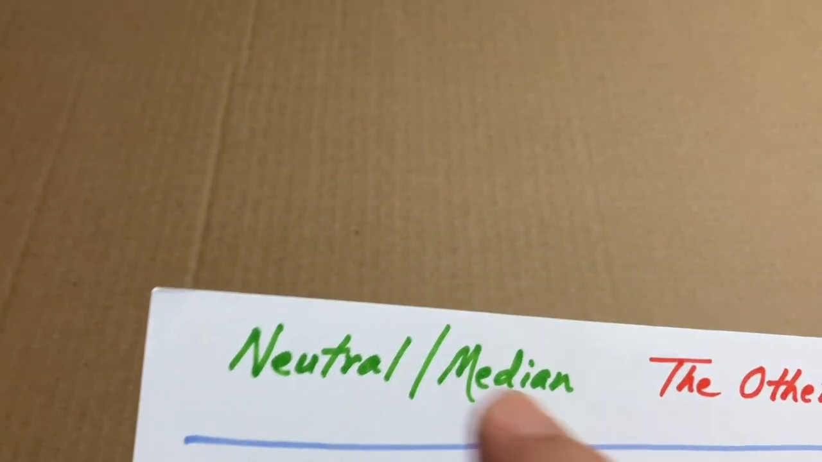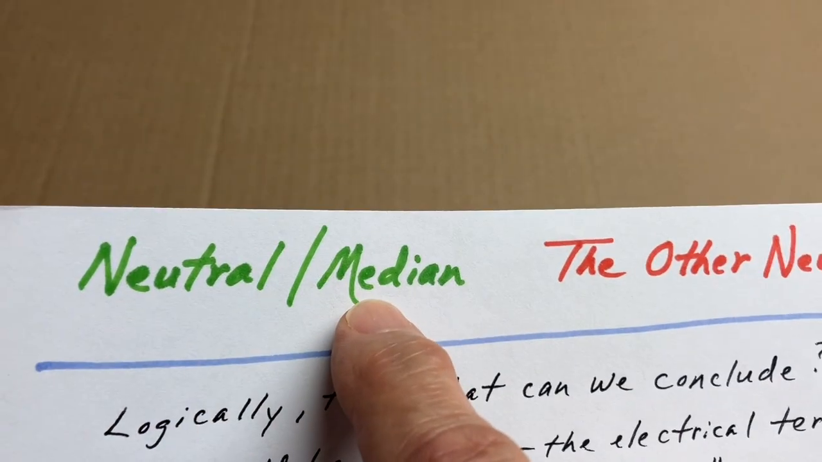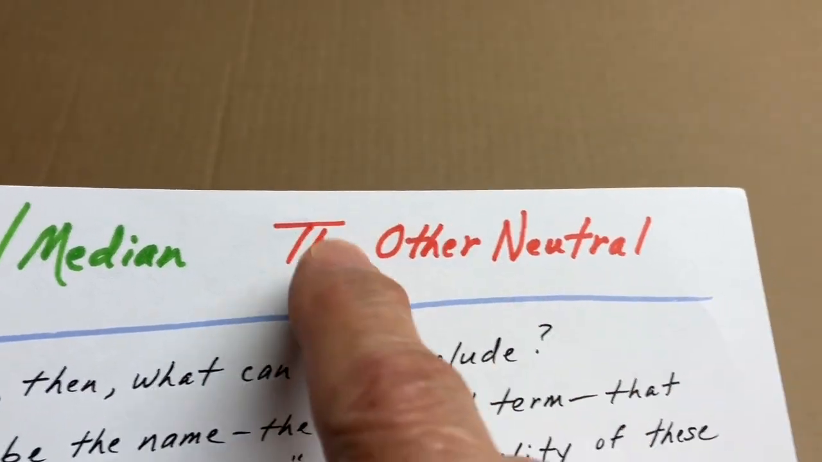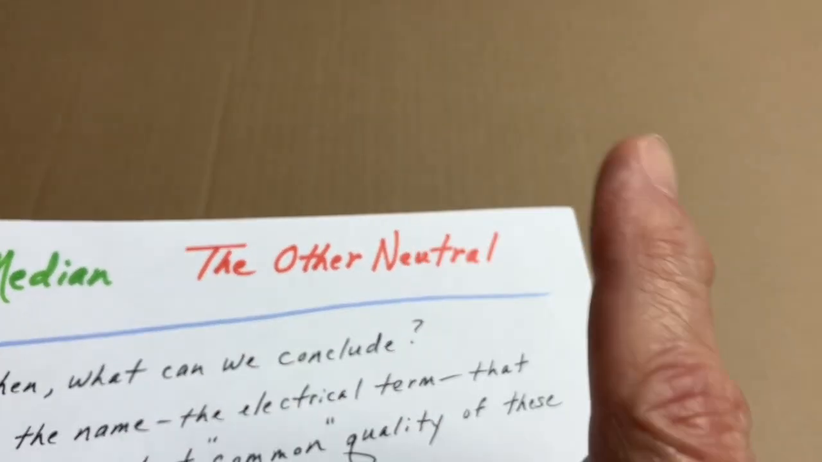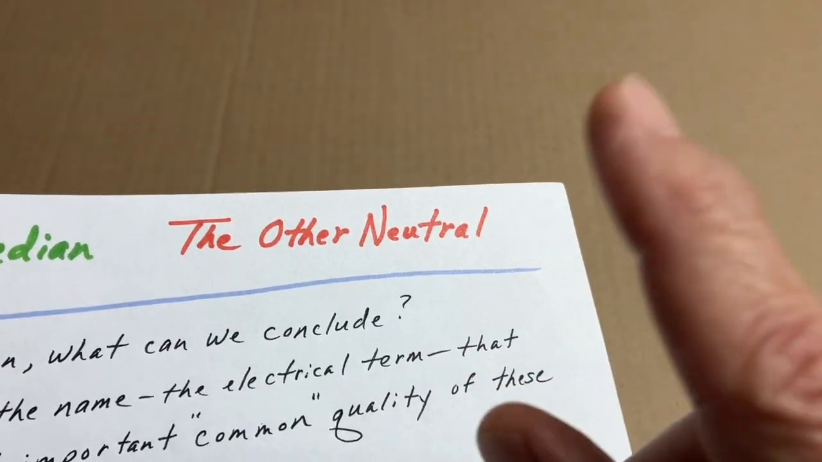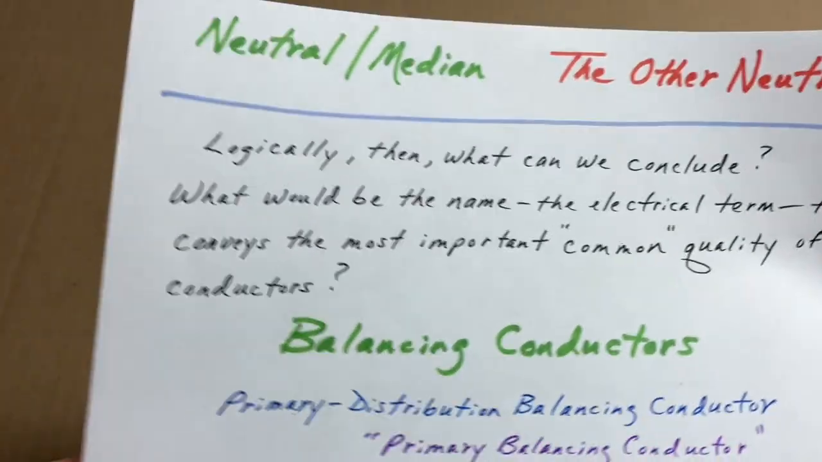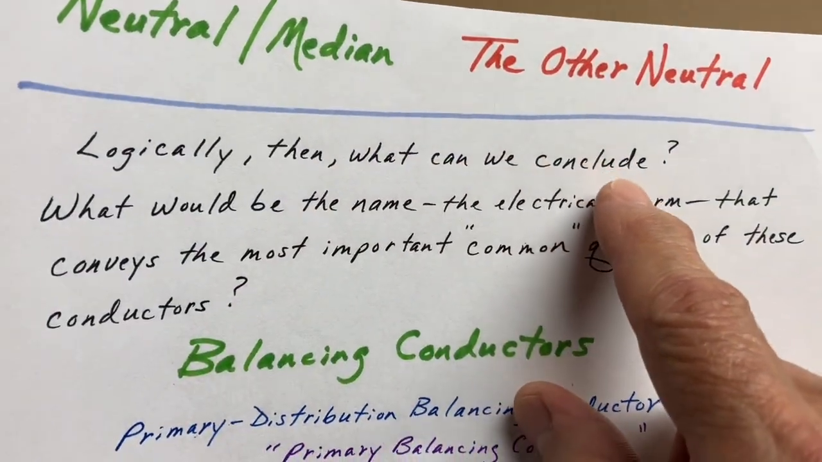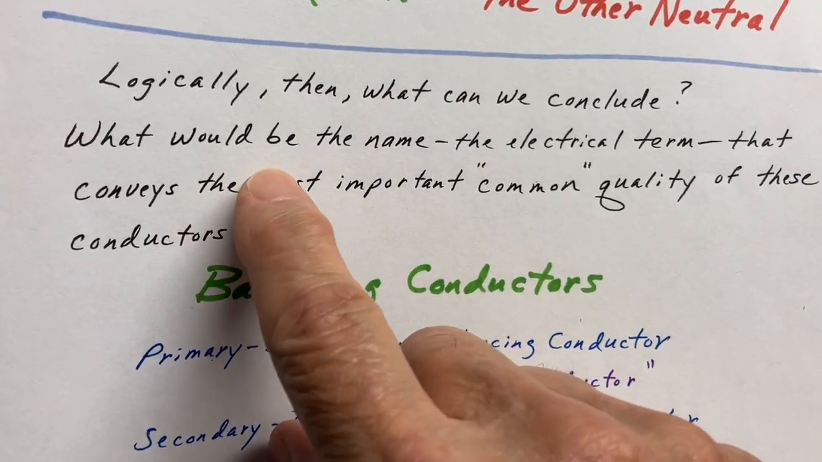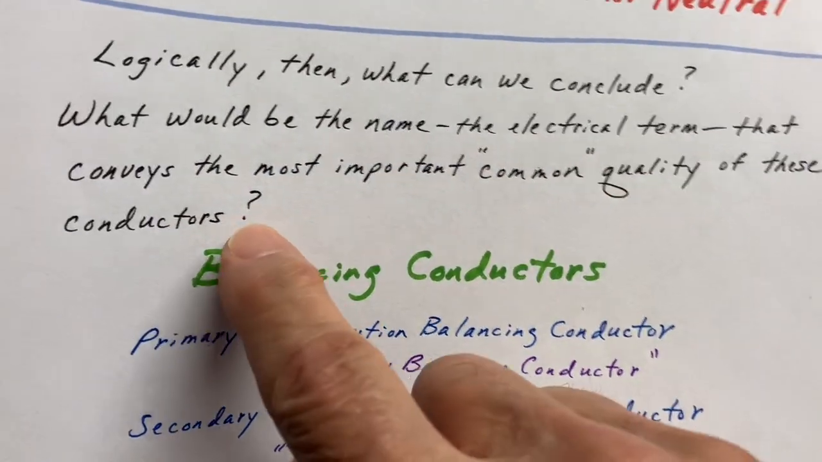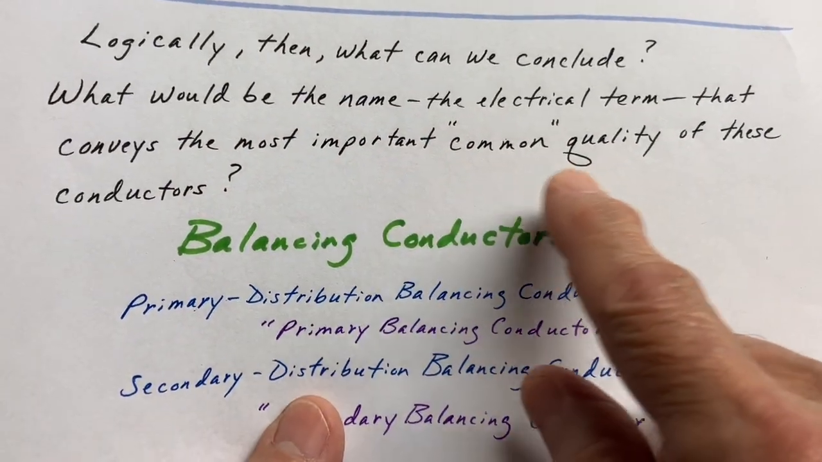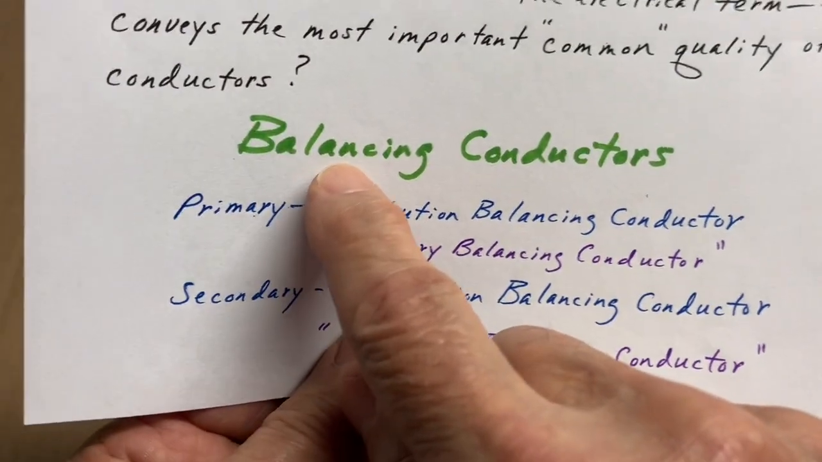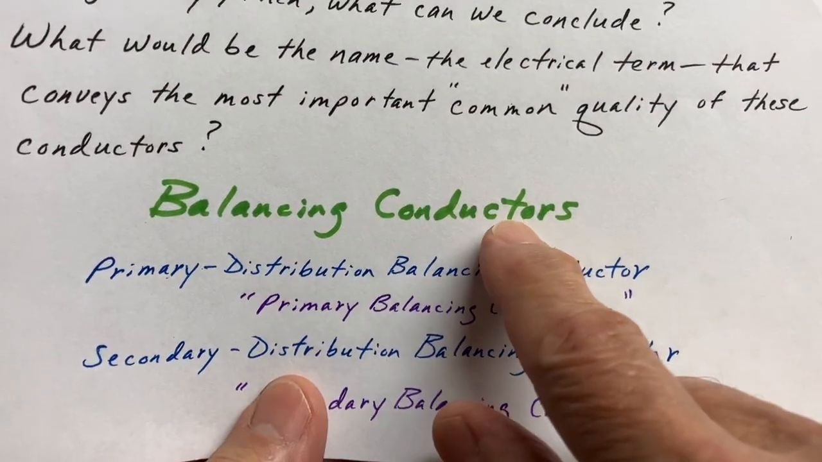So, you call it a neutral, I call it a median, and we're talking about the other neutral. We found out that there's not just the traditional common one, but the other one. So logically then, what can we conclude? What would be the name, the electrical term, that conveys the most important common quality of these conductors? Well, there it is: balancing conductors.